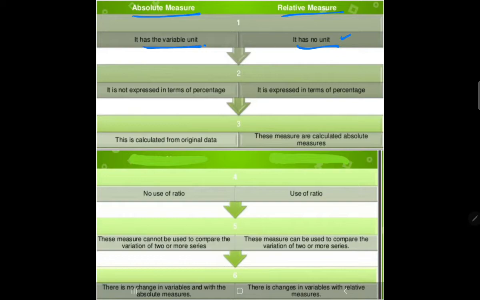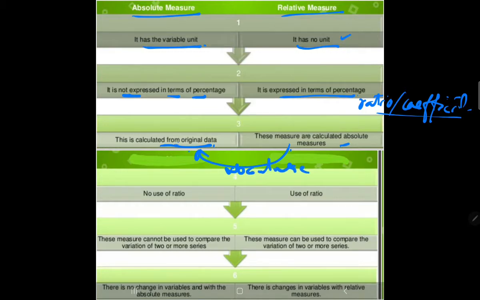It is free of unit, it's a pure number, and it is not expressed in terms of the original units. It is expressed in terms of percentage because it is a ratio or in the form of a coefficient. When you calculate it, it comes in terms of percentage. This is calculated from absolute measures, while the other is calculated from the original data.